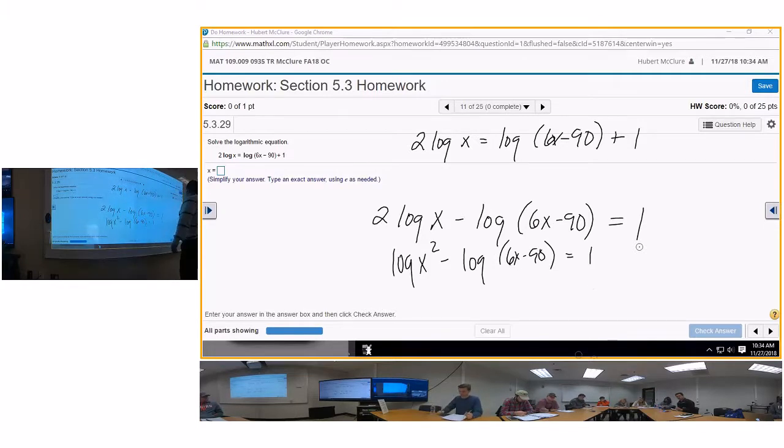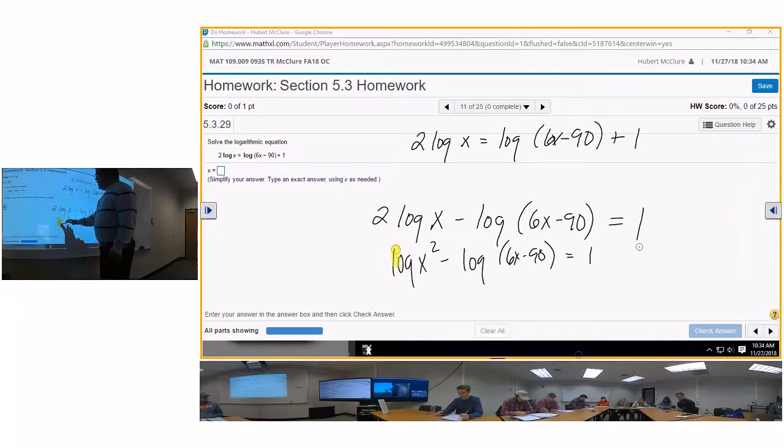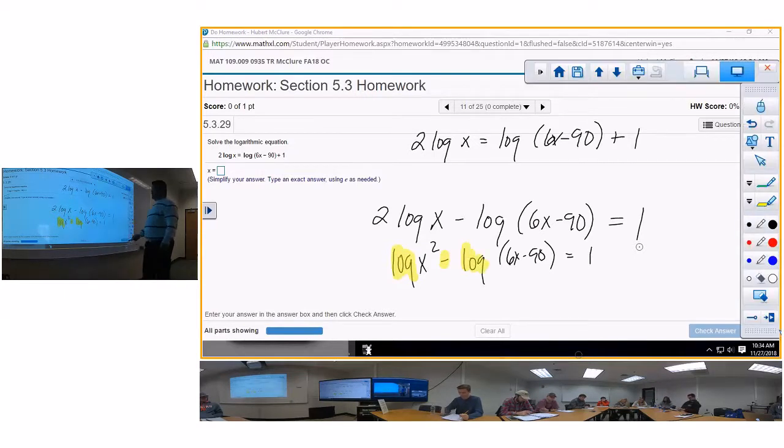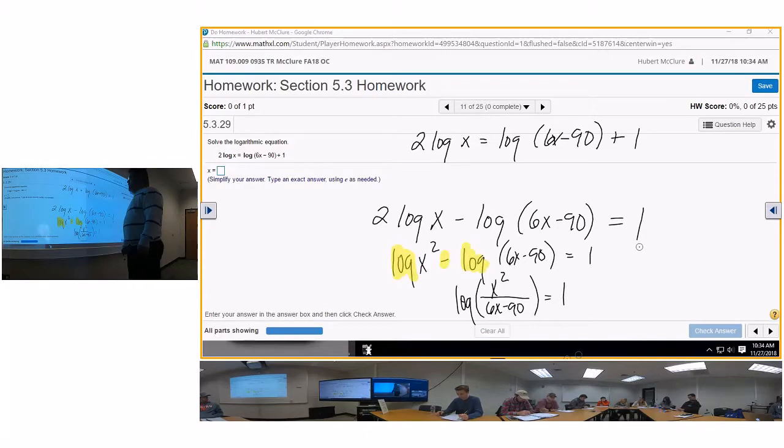And since we have subtraction here, and we have the same what? Same base, you can write that as x squared over what? Log of x squared over 6x minus 90 is equal to 1. Now you have the definition of logarithm.